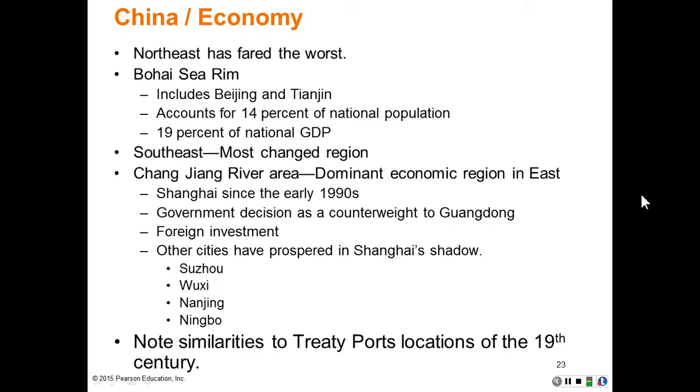Probably one important thing to really note here is the similarities of these regions to the treaty port locations of the 19th century following the Opium Wars, where British military and British Navy were able to open up the port regions to commercialization and globalized commerce.